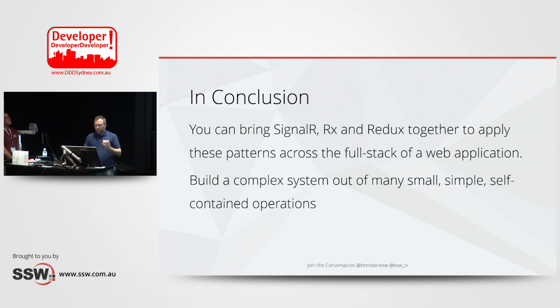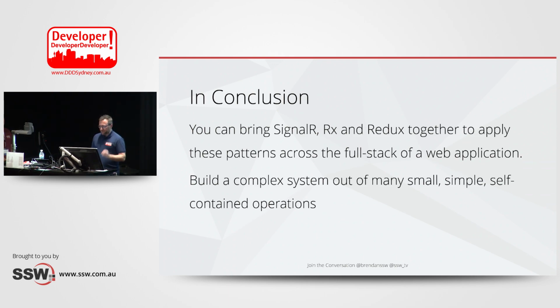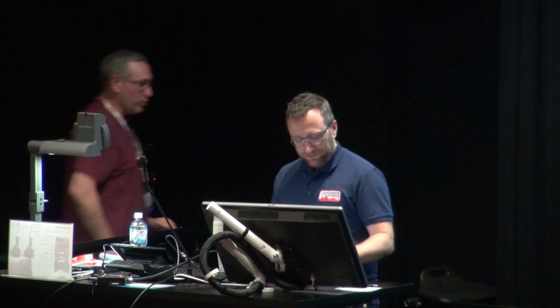So in conclusion, you can bring SignalR, Rx, and these Redux libraries together to apply those patterns across the full stack of the web application. Another thing I want to make clear is you can build quite a complex system where every individual component is actually quite simple. Each of the classes you've seen are small, and do one or two things in a very clear and tightly constrained way. So you can build some complexity out of many small, simple, self-contained operations.